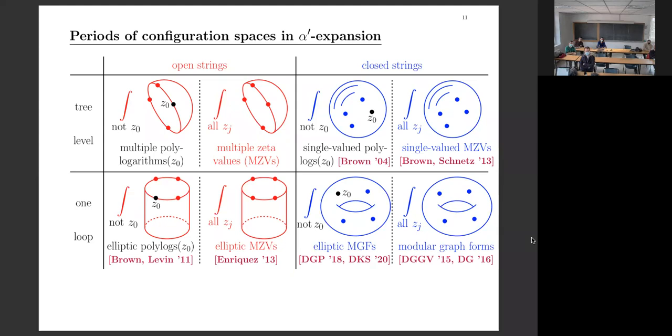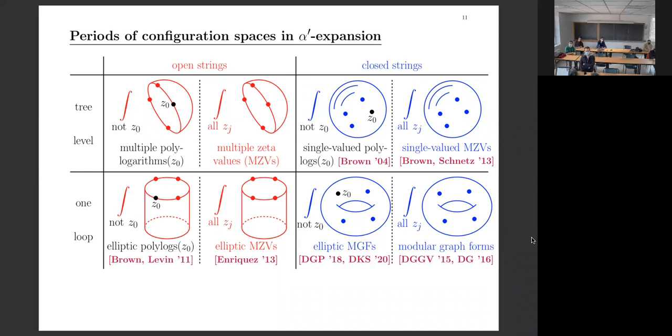And in a recent paper, D'Hoker, Kleinschmidt, Schlotterer, we looked at various mechanisms to generate infinite families of relations. I hope that I will have time to talk about these elliptic modular graph forms with an unintegrated puncture Z0, and that I will try to convince you that this is a way to span the single-valued elliptic polylogarithms.